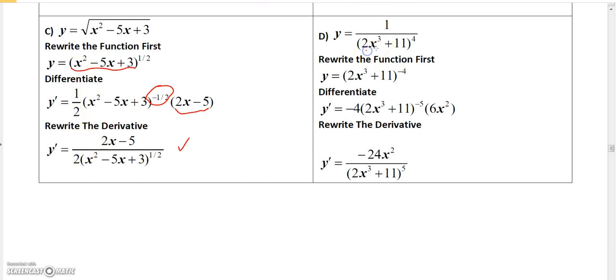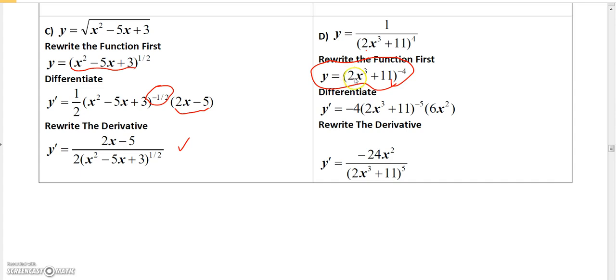Okay, here's another one where you have to rewrite the function. Here you have 1 over 2x cubed plus 11 to the 4th power. So we're going to rewrite that as 2x cubed plus 11 raised to the negative 4 power. And then we're going to take the derivative of that using the general power rule. So we're going to bring the negative 4 down, and so we'll have negative 4 times 2x cubed plus 11, and then we're going to subtract 1 from negative 4, and it's going to be raised to the negative 5 power. But then remember, you have to multiply by what's inside here, 2x cubed plus 11.